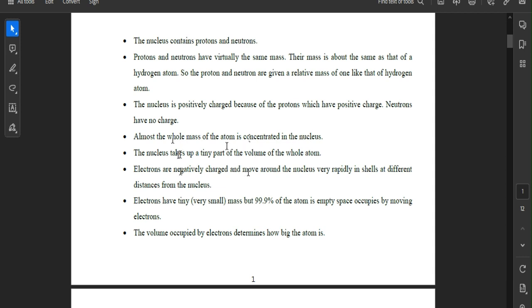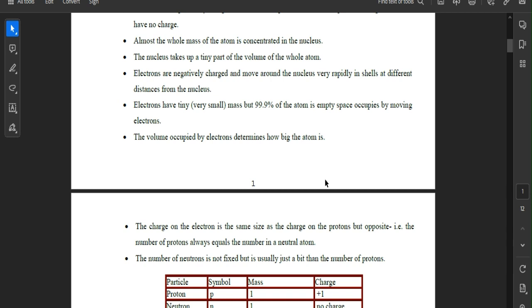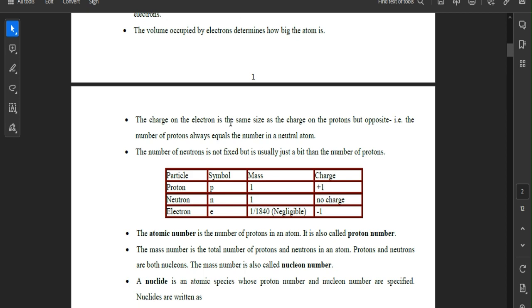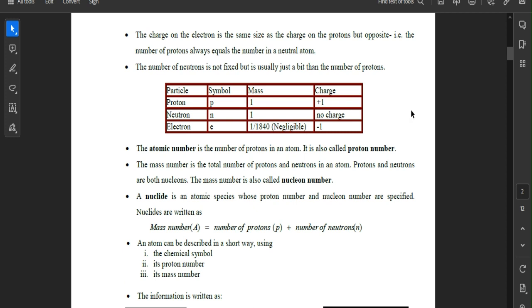Electrons are negatively charged and move around the nucleus very rapidly in shells at different distances from the nucleus. Electrons have very tiny mass, but 99.9% of the atom is empty space occupied by moving electrons. The volume occupied by electrons determines how big the atom is. The charge on the electron is the same as the charge on the proton, but opposite. That is, the number of protons always equals the number of electrons in the neutral atom. The number of neutrons is not fixed, but it is usually just a bit more than the number of protons.